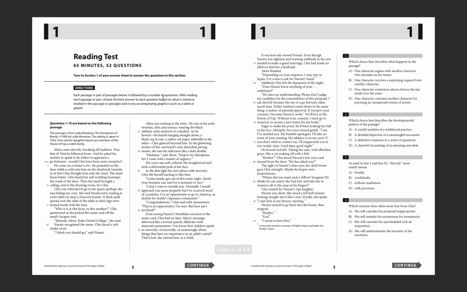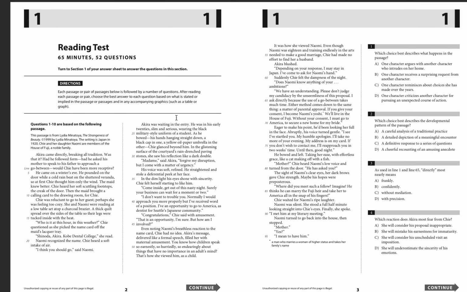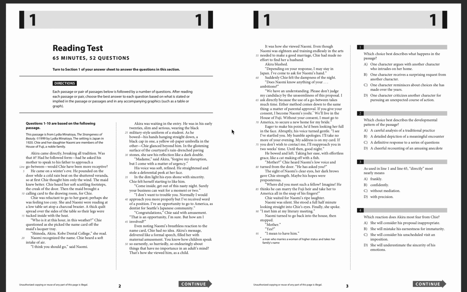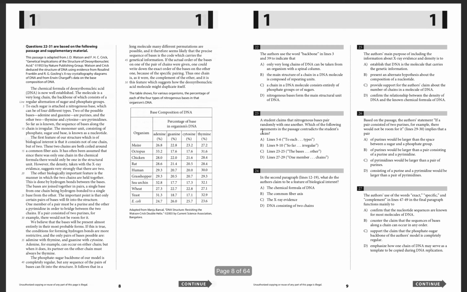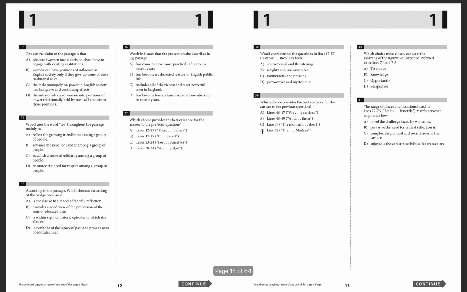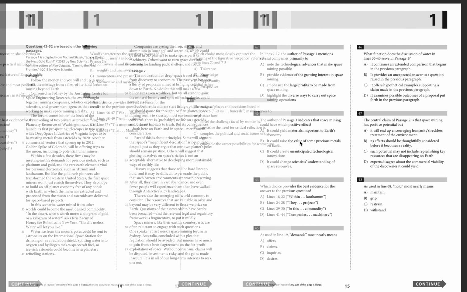Let's walk through an SAT exam really quickly, just so you can see it. The test begins with the reading test, which is 65 minutes long and includes 52 questions. As you can see, the test is broken down into passages, each of them including 10 questions associated with each passage. The passages draw from fiction, from history, from social sciences, and even from the natural sciences.